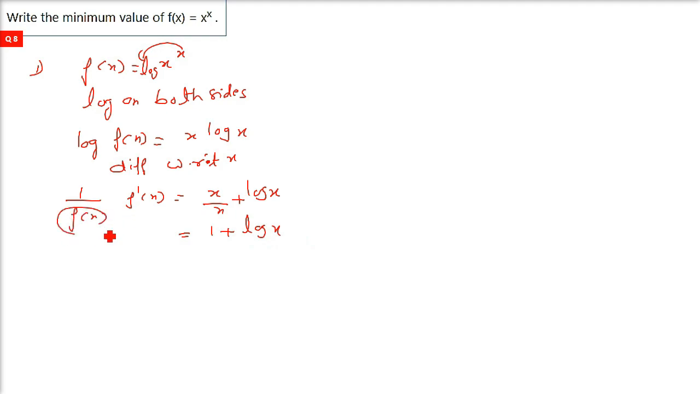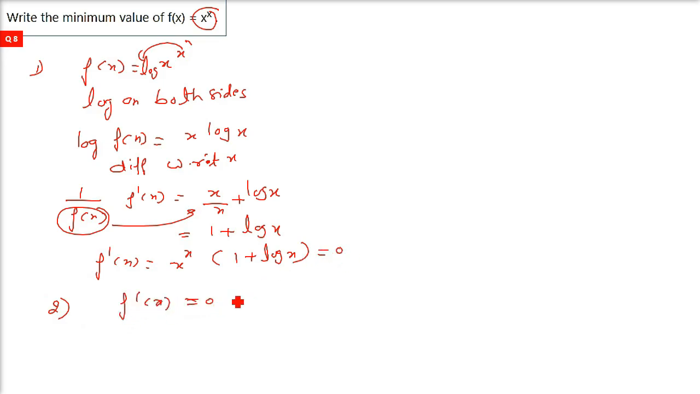Now you have f(x) in the denominator on the left hand side. So this f dash x will be, this f(x) will go on the right hand side. So this is x raised x, because f(x) is actually x raised x only, times 1 plus log x. Next step is, in order to find out the local minima or maxima, we have to equate it. So f dash x equals 0, x raised x, 1 plus log x equals 0.